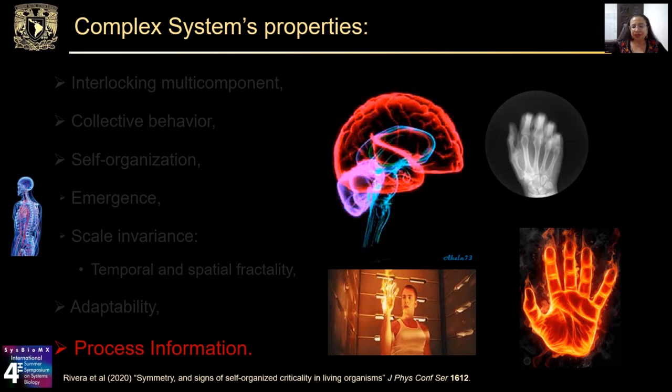For example, if we put our hand on an oven, our brain gives us the signal to take out our hand, to retract the muscles. So this processing of information is vital to survive.